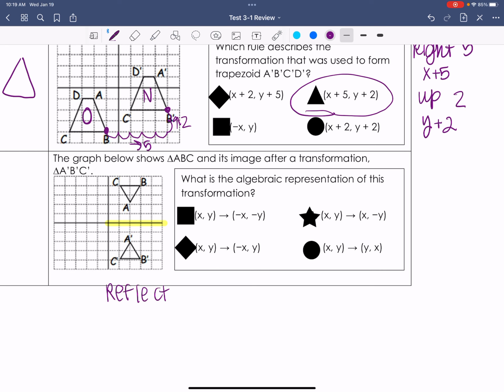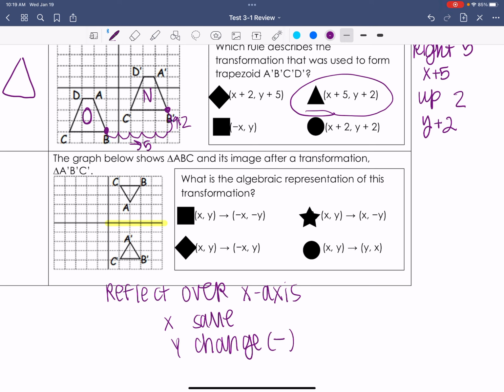Now, whenever you reflect over the x-axis, remember, your x is the same and your y changes. And remember, we represent change with a negative sign. So the one that has x staying the same and y changing is going to be the star. Now, you could have automatically eliminated the circle because the only time that your y's and x's should switch is in a rotation, and this does not turn. So here, your answer is going to be the star.